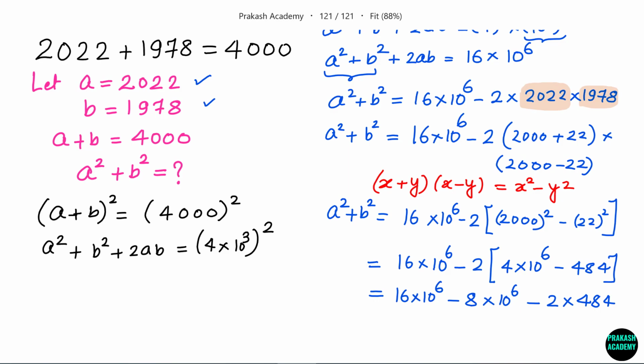So finally I can write 16 minus 8, that is 8. So you will have 8 into 10 to the power 6 minus 968. Basically this minus and this minus will become plus here. So there is a mistake. This is not minus, this is plus. So this is also plus.